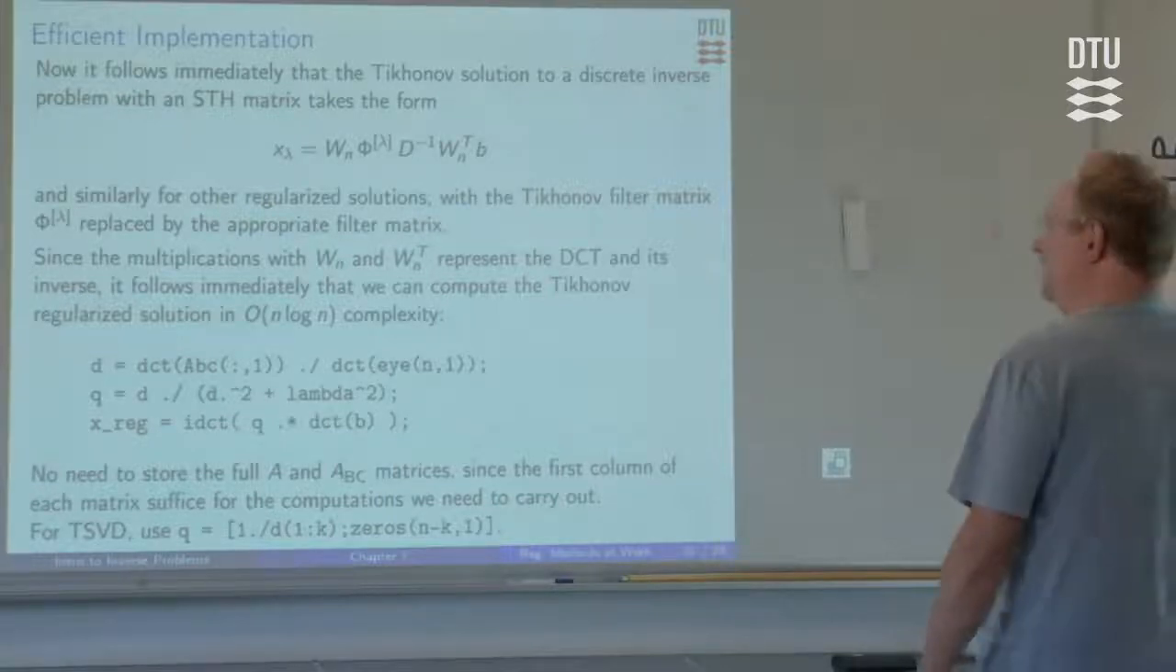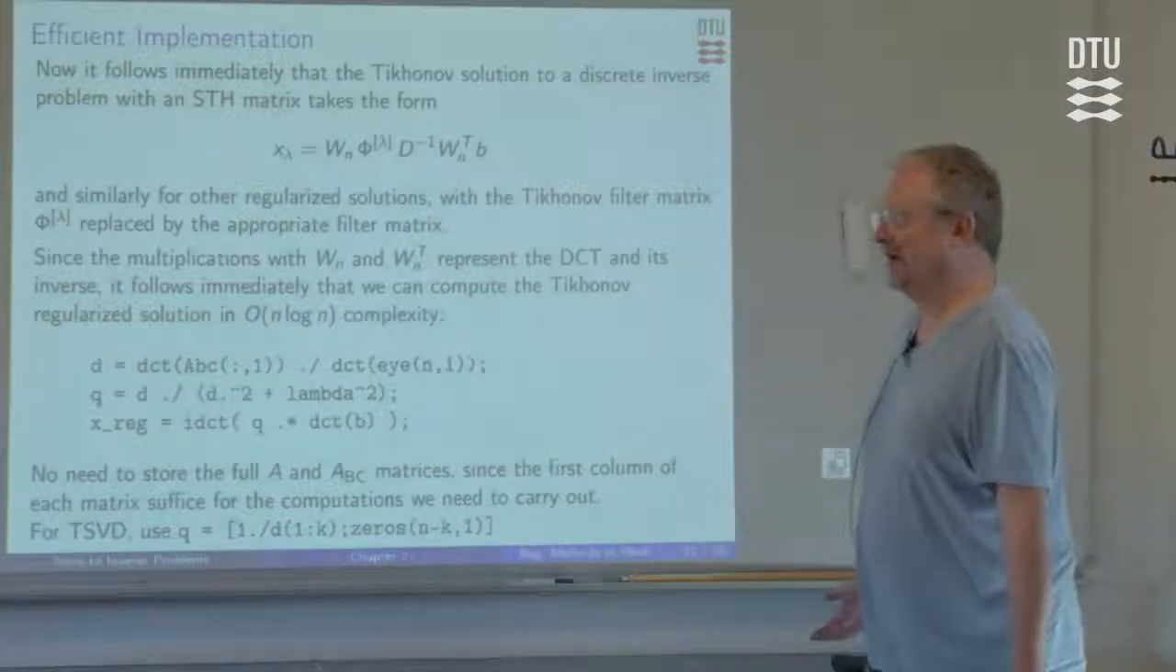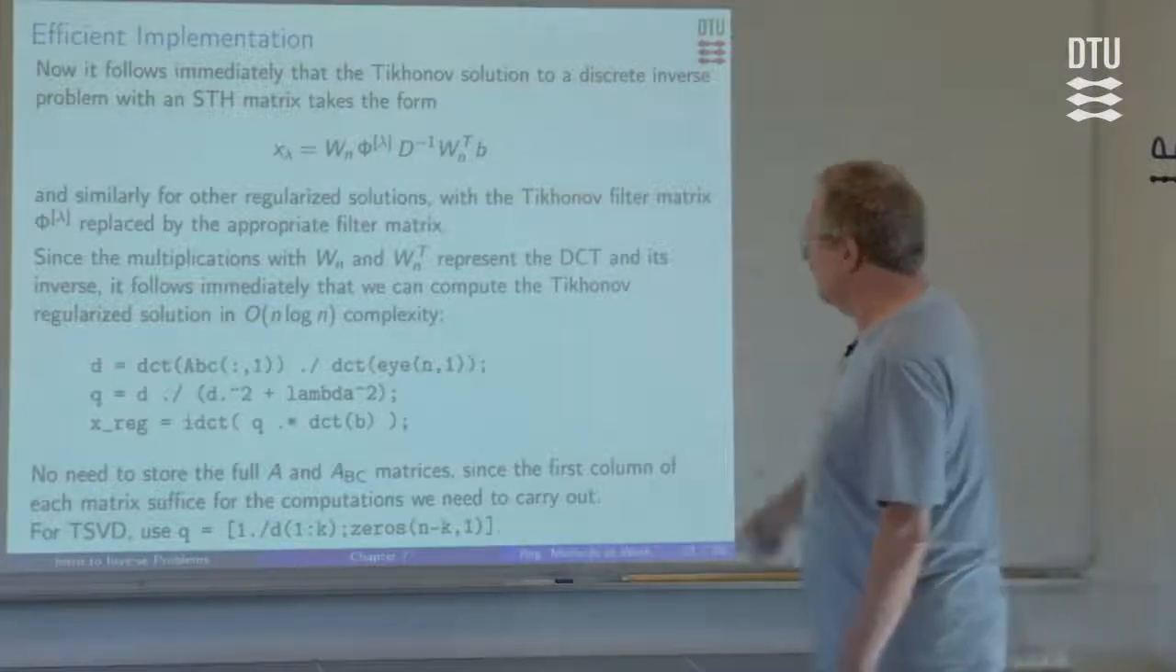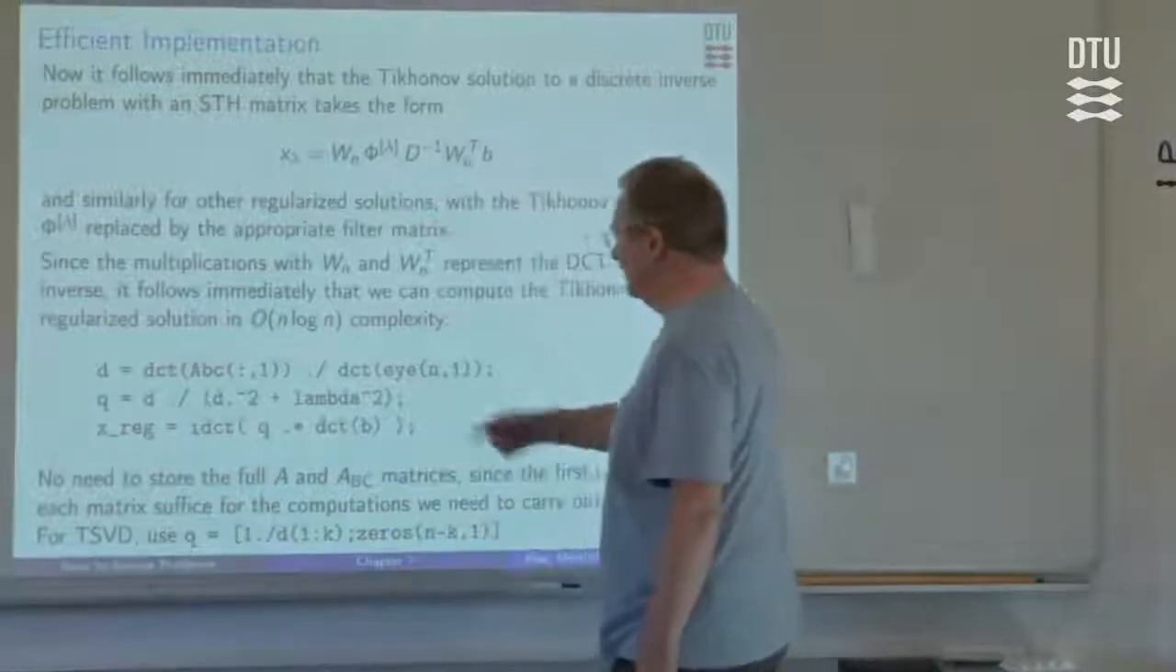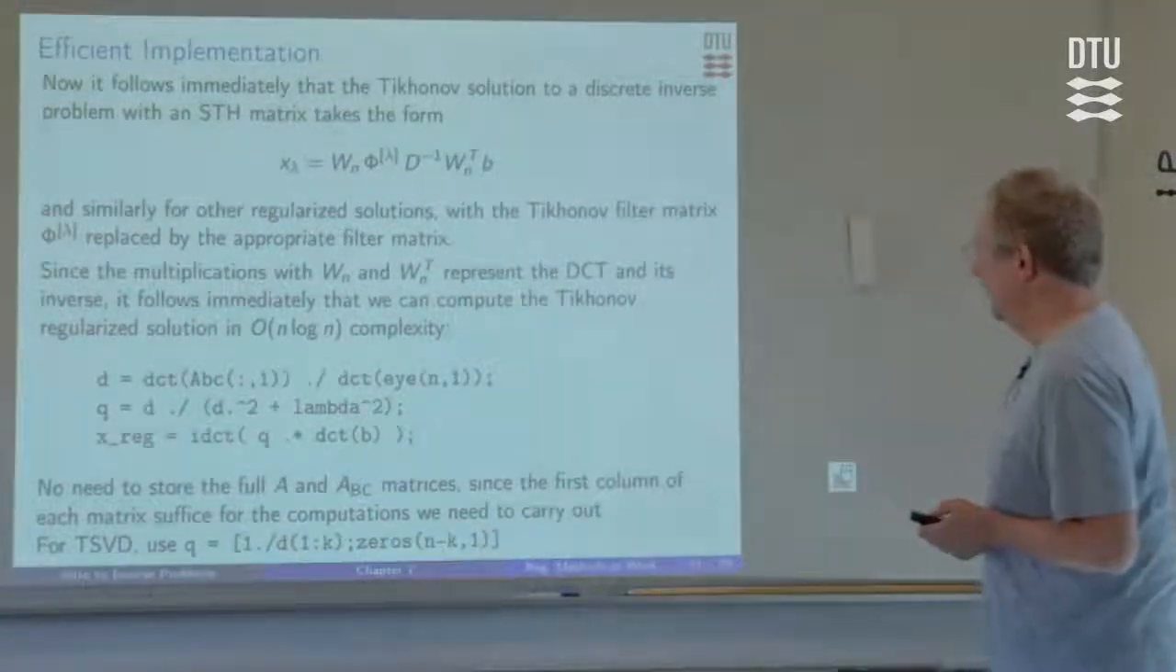Another nice thing is that if you come with a problem with a different right-hand side but the same coefficient matrix, then you already have the D and the Q. And then you just have to compute the last line here, so it's only two DCTs.